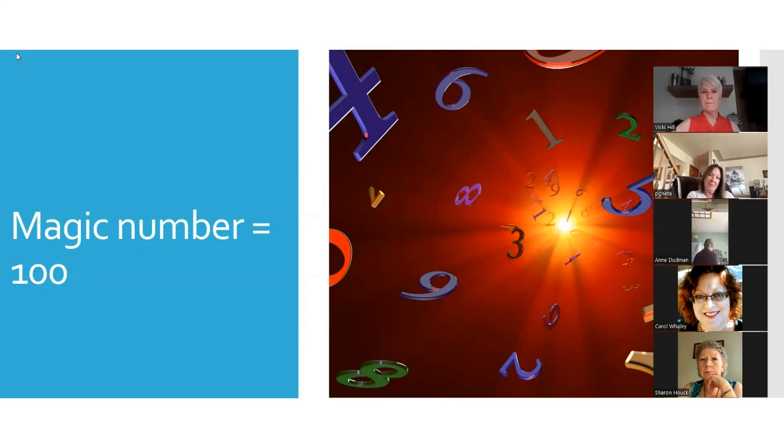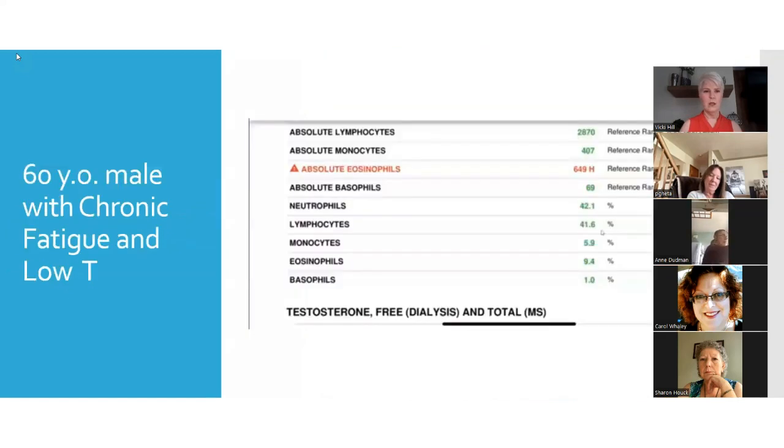So let me get you into this one here. He's actually a new client of mine, a 60-year-old male with chronic fatigue and low testosterone. So this is what it looks like. They usually, as I said, have the absolute values up here at the top. You can see I cut this off for HIPAA reasons, but the absolute values are usually in one portion, and then they have the other values that have the percentages, right?